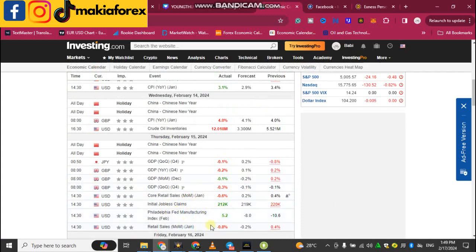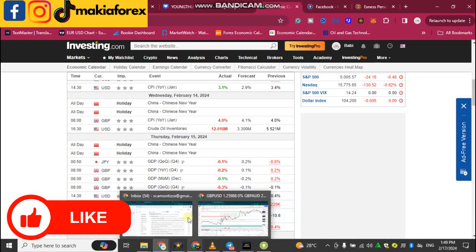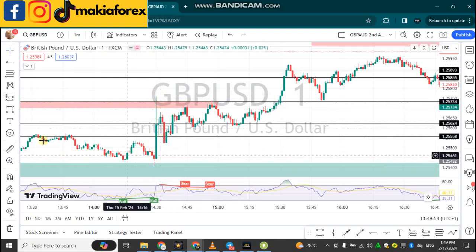So it caused GBPUSD to go bullish because it caused the dollar index to fall. Let me show you guys what I'm talking about. This is over here, you can see this is 2:30. So this is the 1 minute candle. You can see how bullish the 1 minute candle was. This candle is a news candle.